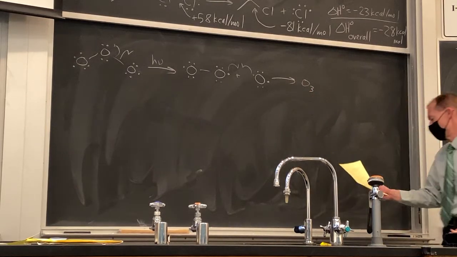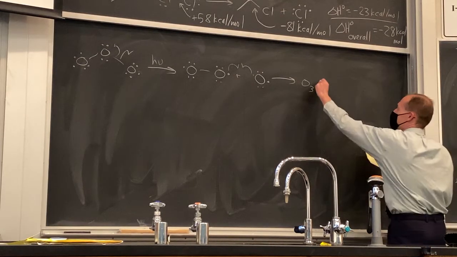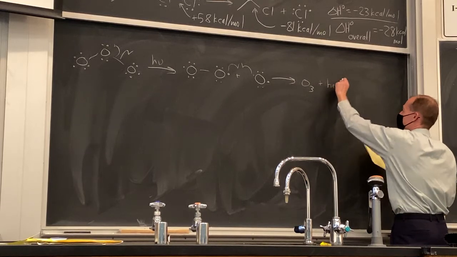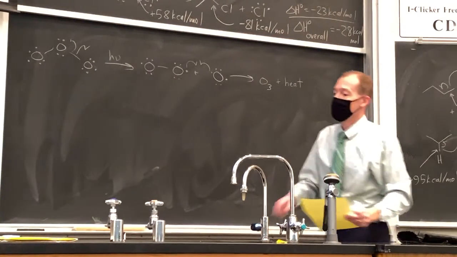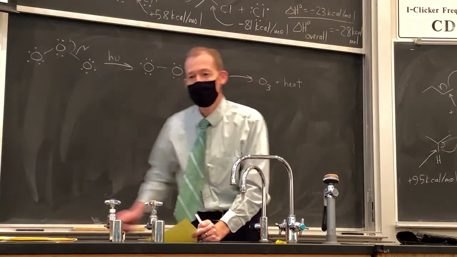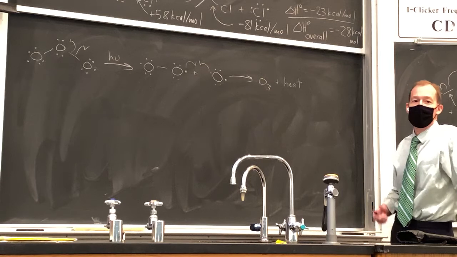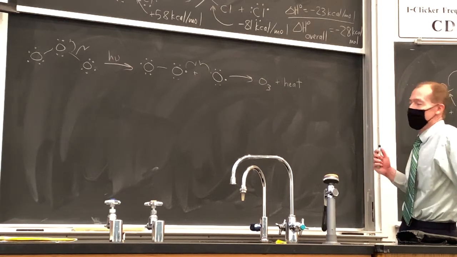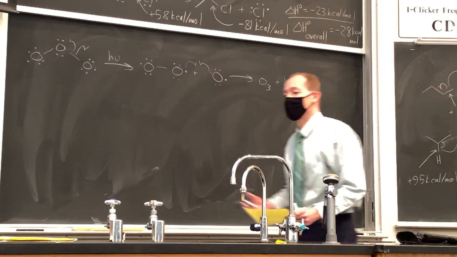to reform ozone. And because the only thing that's happening in that step is a bond formation, that's going to be exothermic and heat is given off. Okay? So it's a simple and ingenious way of taking ultraviolet light, which is very harmful to us, and converting it into heat. Okay? So that's what the ozone layer does.